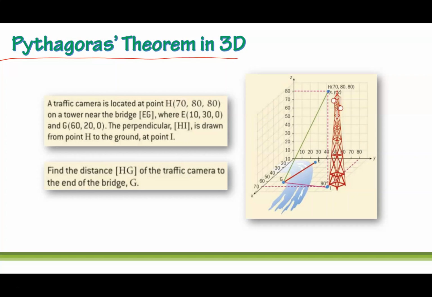If you have a line, like here, let's just read this question. It says, a traffic camera is located at the point H, as diagrammed there to the right, on a tower. There's a tower there. There's a bridge, GE or EG, that crosses a river. And we're trying to find the length of the line that goes from G here to H here, or the other way around. It doesn't make any difference.